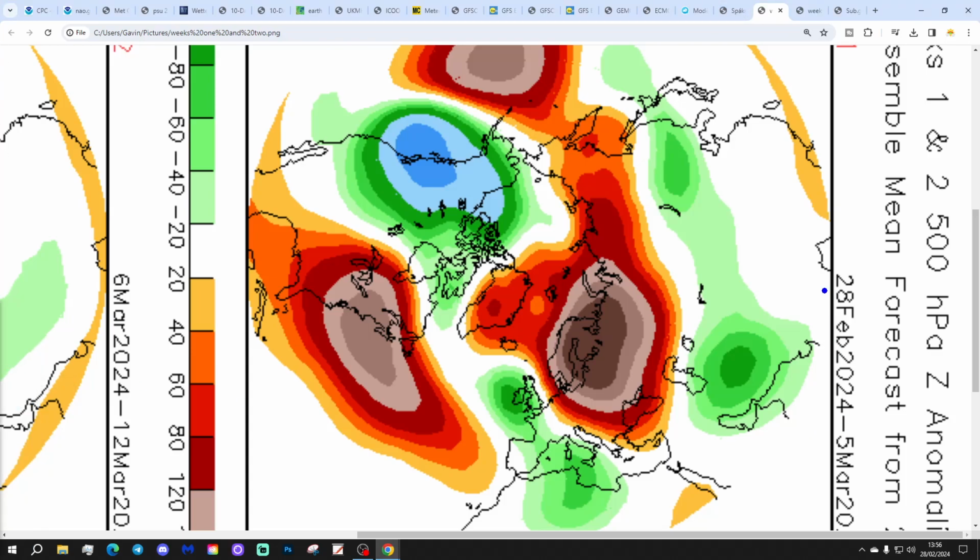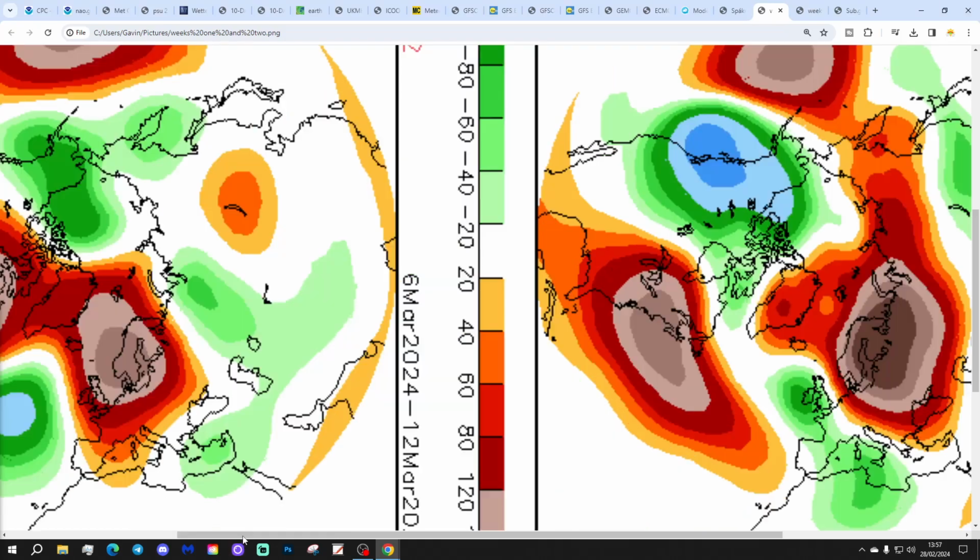So these are 500 millibar height anomalies broken down into week periods. The first week period takes us from the 28th of February to the 5th of March. Next week has low pressure more or less over the top of the country, with heights building away to the northeast. So still pretty unsettled there in the week ahead.